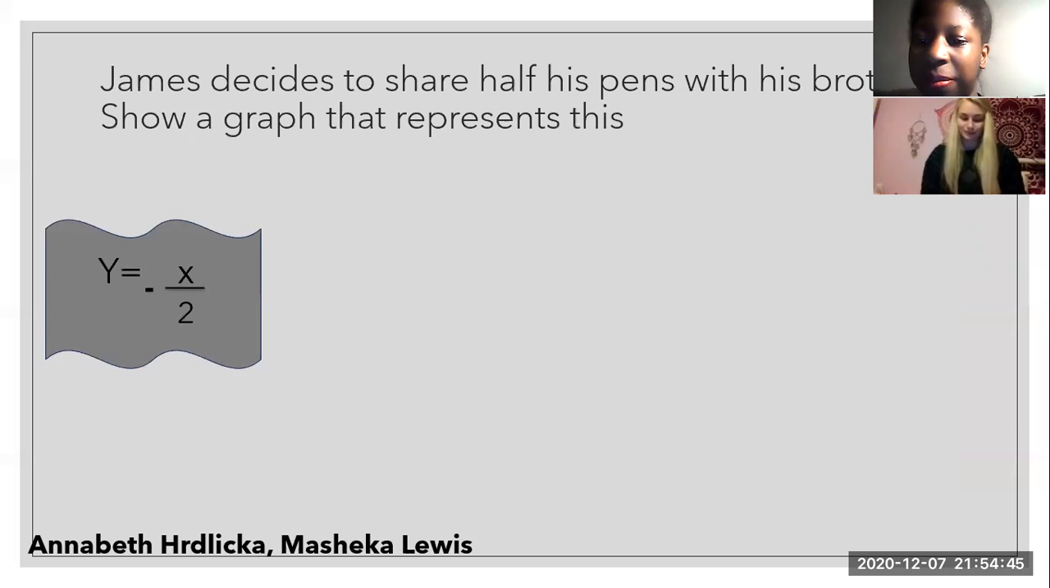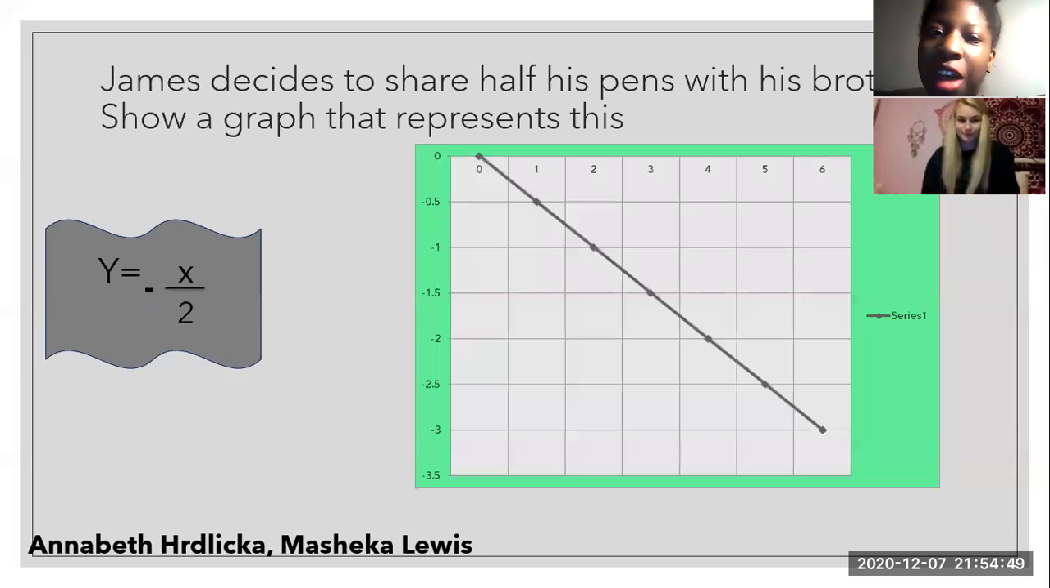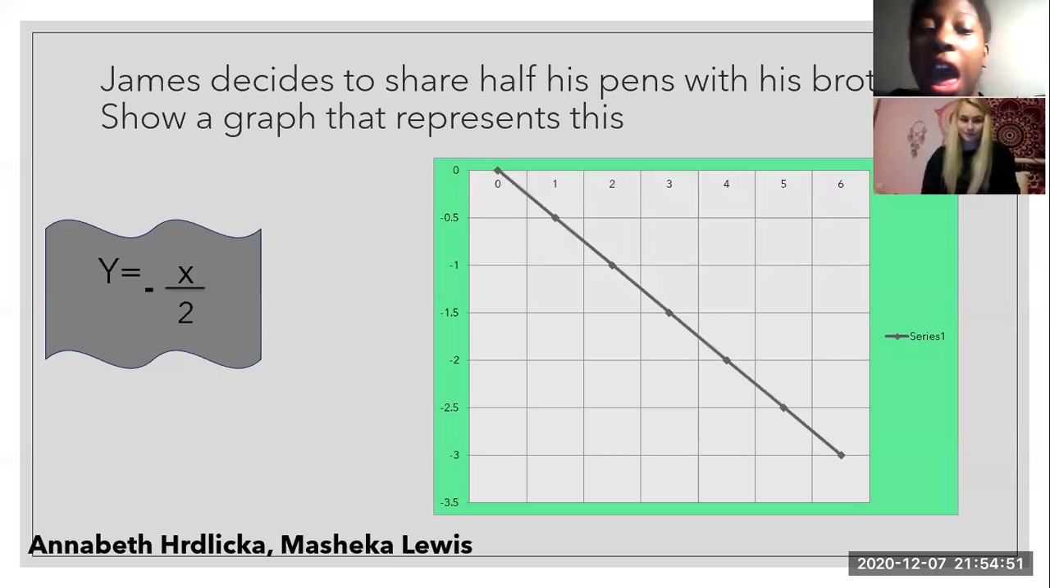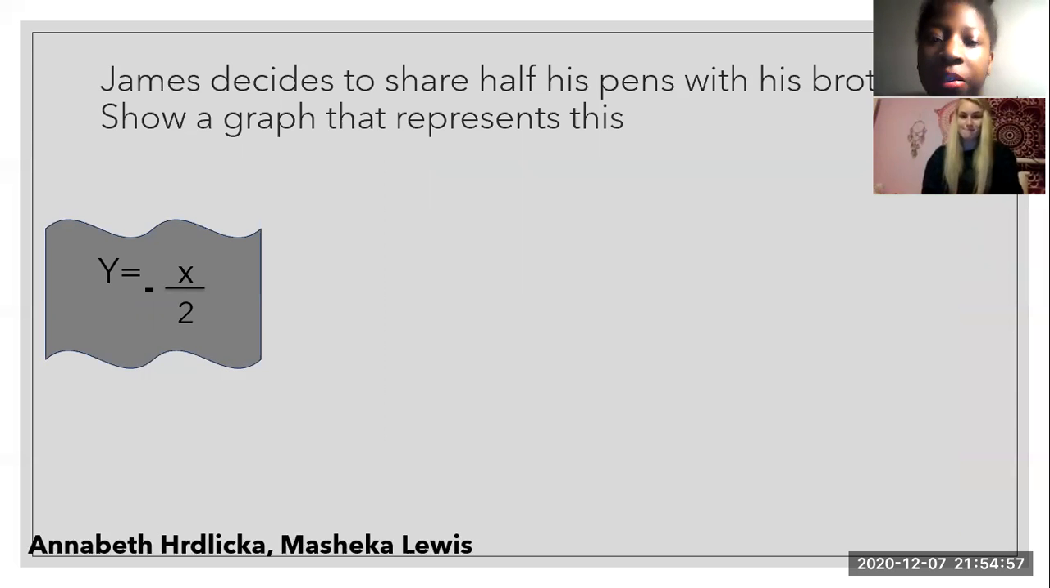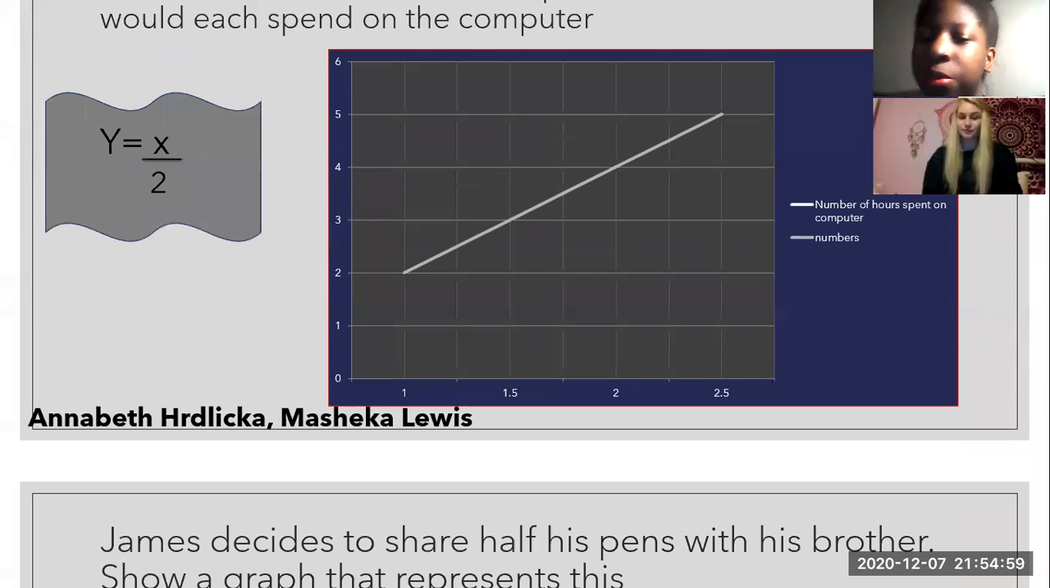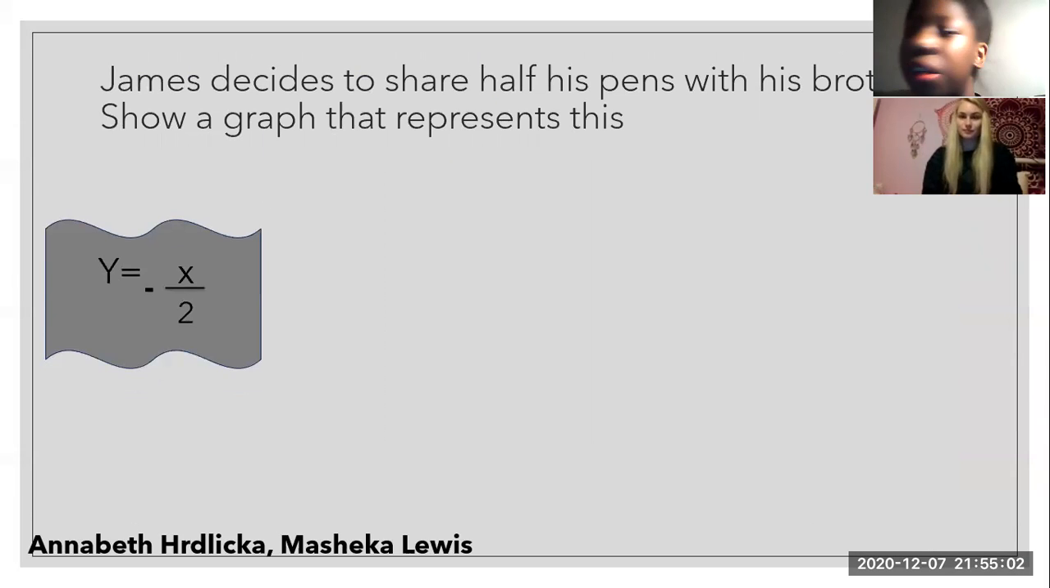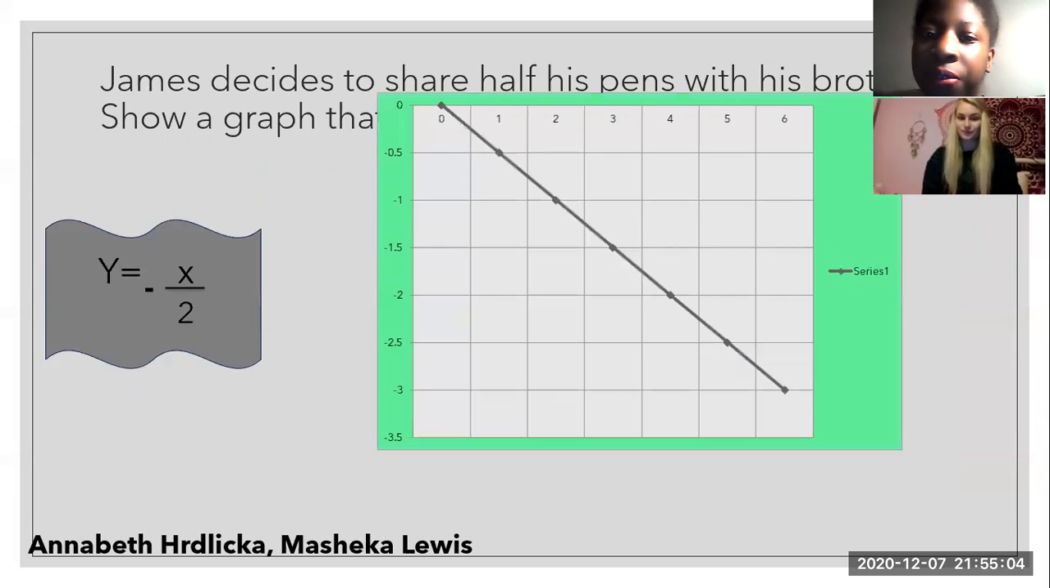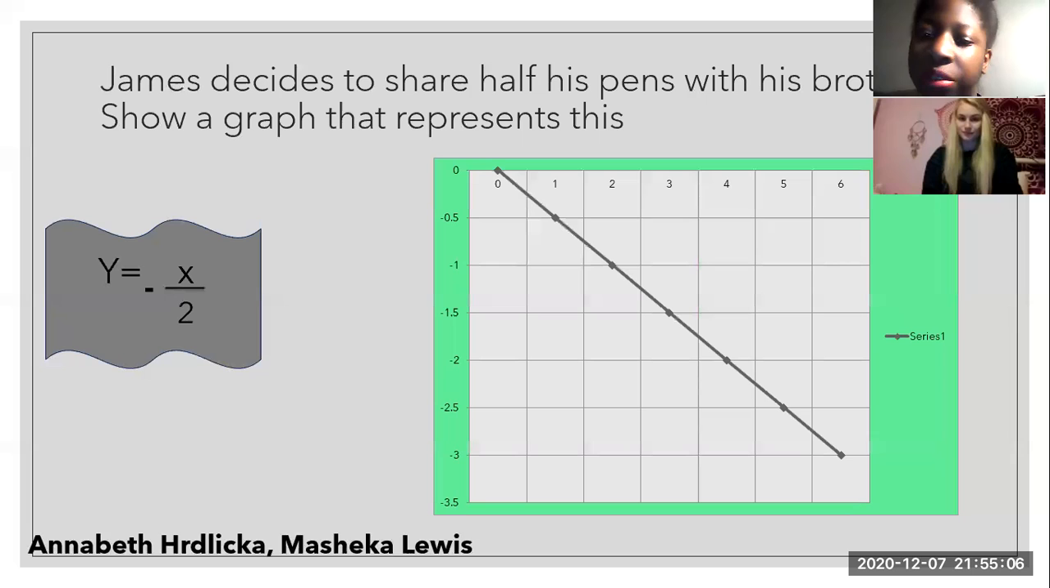Okay, that looks awesome. And it's just the same concept for all the rest of the graphs. I have a question for you on this graph though. This graph is different from the previous graph. The previous graph went up and this one goes down. So my question for you is, how do you know which way the slope goes?